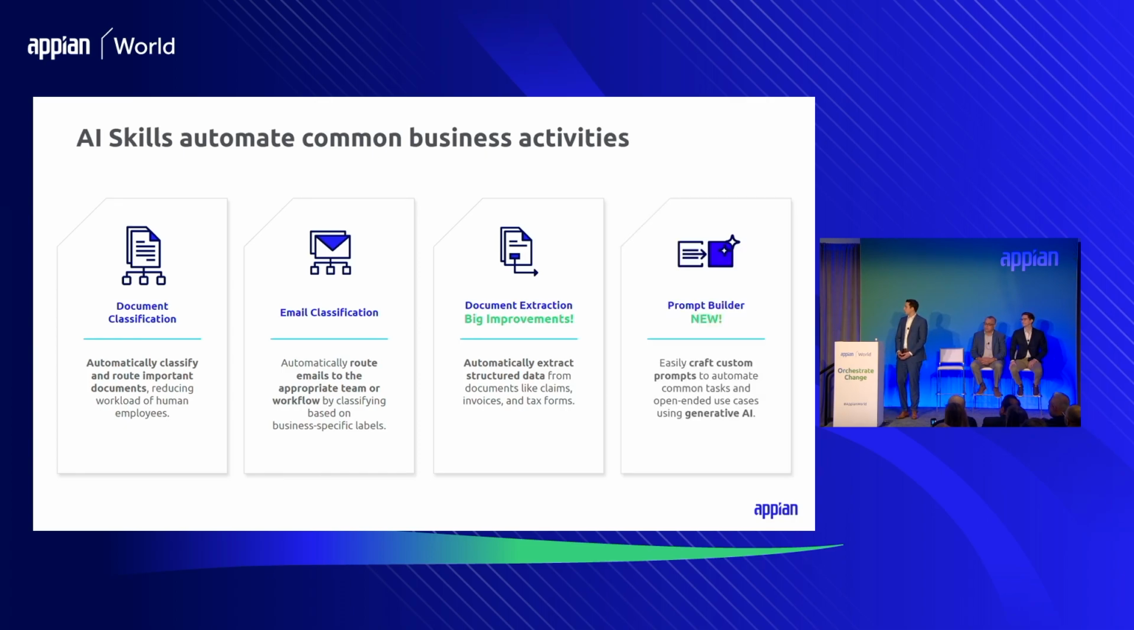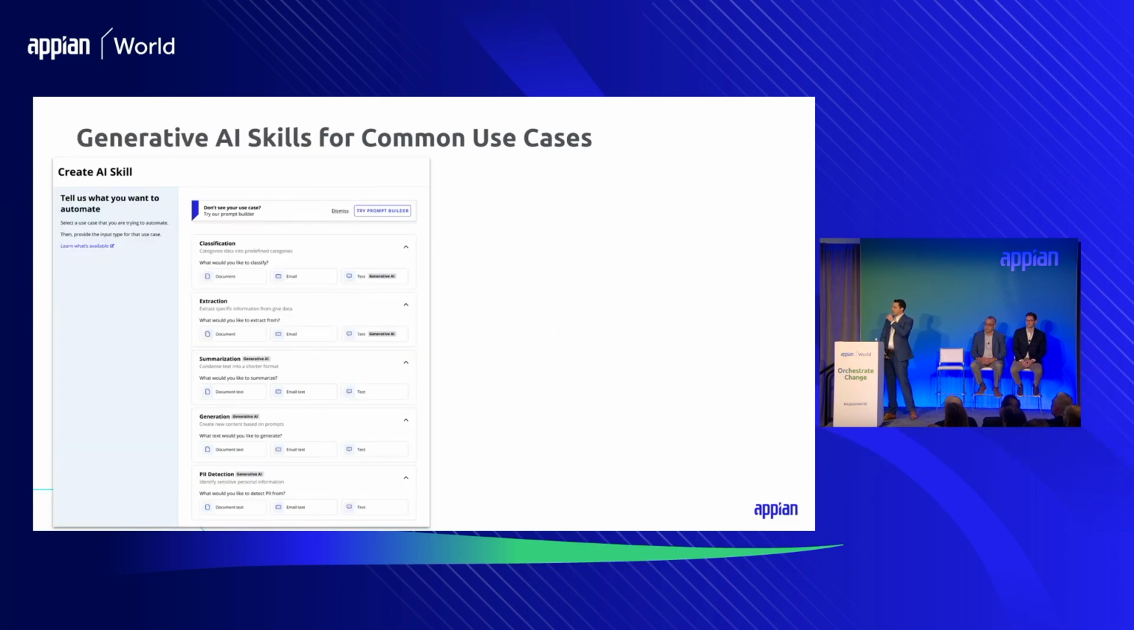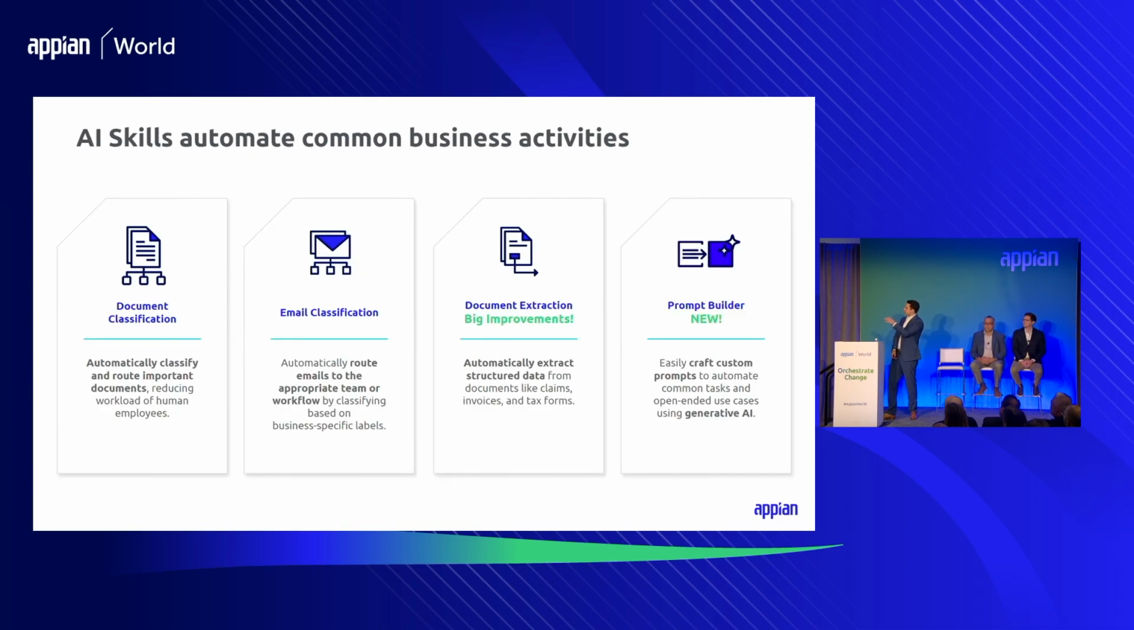And finally, the prompt builder. This is a new capability, and it enables you to leverage some great capabilities within generative AI to automate common tasks using open-ended language. This is a new capability for us, but we didn't stop there. We decided, let's create use case specific skills. You'll see with the other examples here, they were very use case specific, right?